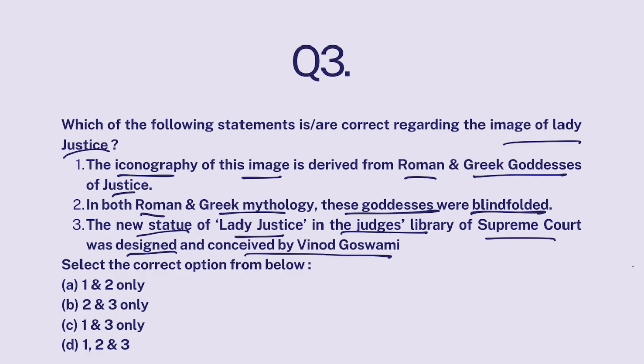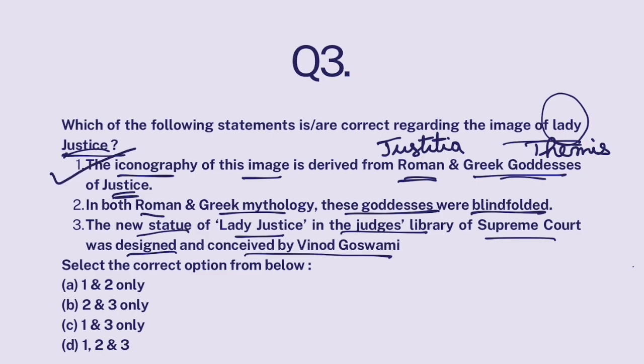As you all know about Lady Justice, this statue is found almost in every courtroom of the world. Now, this statue is derived from Roman and Greek goddesses of justice: the Roman goddess called Justitia and the Greek goddess called Themis. Both were goddesses of justice, and their image has been copied as Lady Justice. So this part is correct. In both Roman and Greek mythology, these goddesses were blindfolded? No, these goddesses became blindfolded very late. When Romans or Greeks used to worship them, they were not blindfolded.